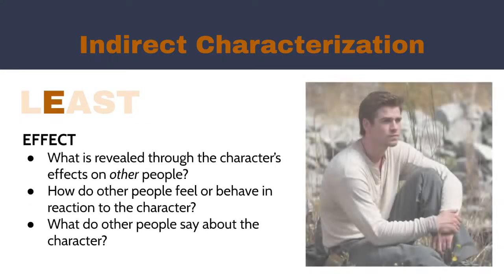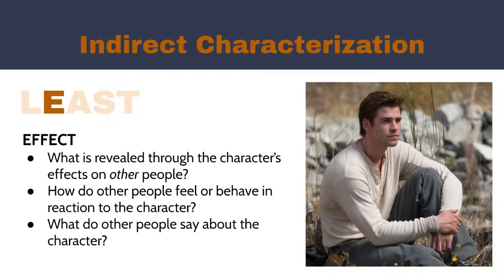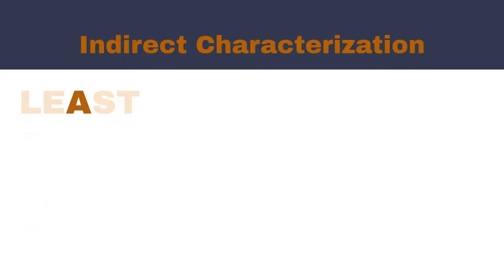E, in the LEAST abbreviation, stands for the effect or effects that characters have on other people. How do other people feel about that person? How do other people behave around them? Do they follow that character when that character tries to lead them? So it involves their effects on how people feel about them, what other people say about them. If a character is depicted as being very popular with everybody because he's so kind or brave or whatever, well, that reveals to us why they like that character.